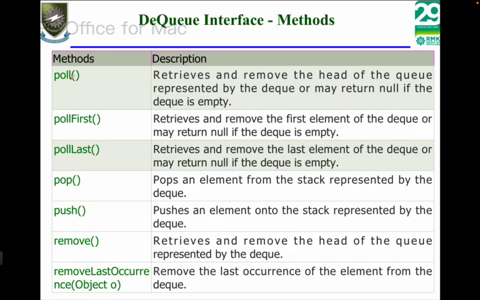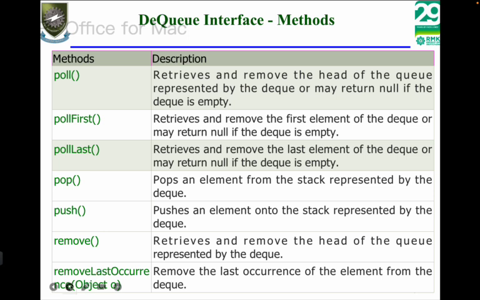If I want to retrieve and also remove the element, I can go for poll. The difference between peek and poll is that poll removes the element whereas peek only retrieves the element. In the same way, you have pollFirst and pollLast. If I want to remove an element from the stack, I can go for pop. If I want to push an element into the stack, I can go for push. If I want to retrieve and remove the element present in the queue, I can go for the remove method. I can also have a method called removeLastOccurrence, which removes the last occurrence of the element from the Deque.